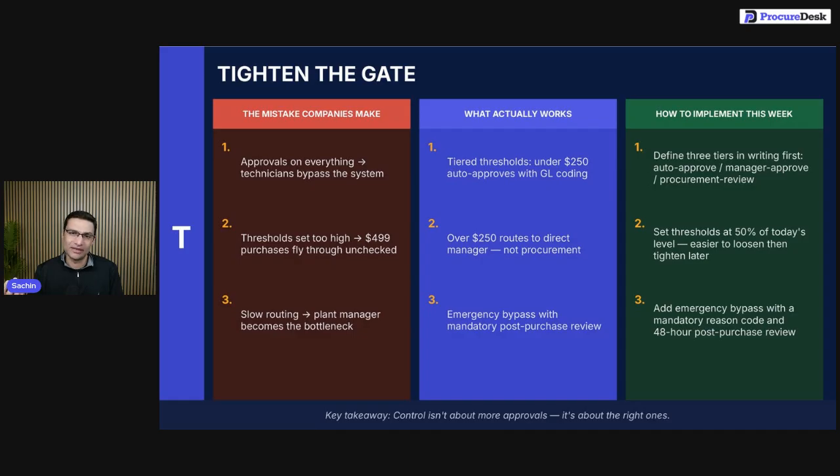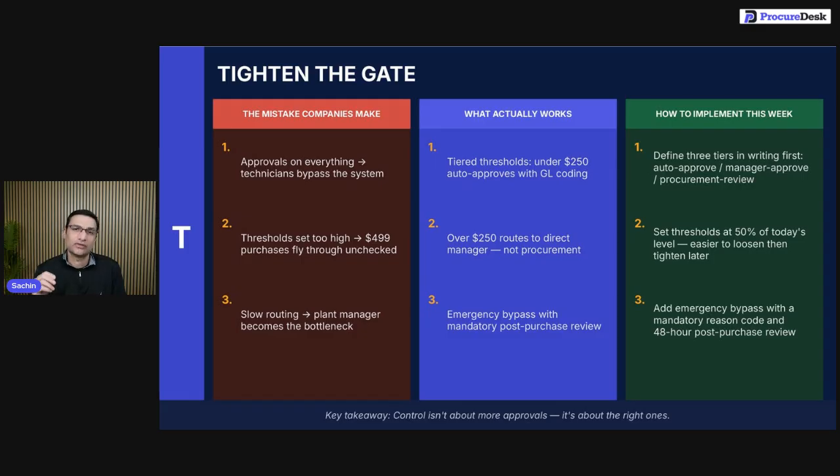Because you called it an emergency purchase. So what can you do today to tighten the gate? So first is define the 3 tiers: what can be auto approved, what needs manager approval, and what needs procurement review. So you define that process, right?